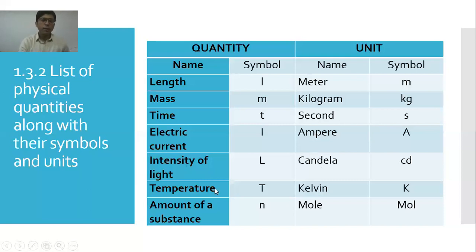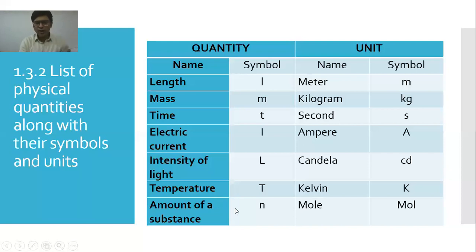Then we talk about temperature. Its symbol is capital T. Here I will tell you that you have to differentiate between time and temperature. Time is also represented by T, but it is small t, while temperature is represented by capital T, and its unit is Kelvin and its symbol is K. And in the last, we have amount of a substance.